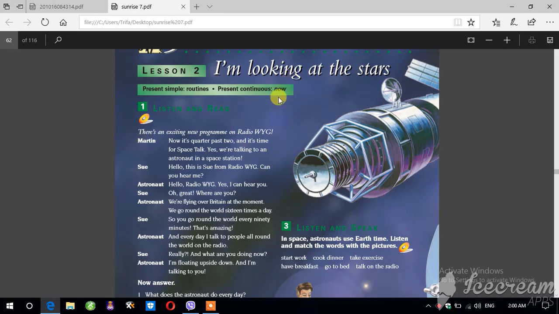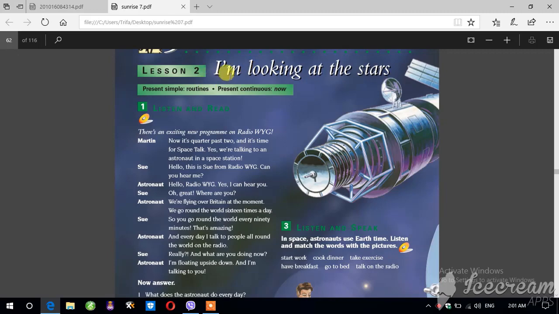The structure of this tense is subject, verb to be, verb ing, complement. Look at your notebook. We wrote there. And in the sentence, most of the time there is now and at the moment. But if you look at here, I am looking at the stars. We don't have now and at the moment. Just we have I is a subject, verb to be, verb ing, looking at the stars, complement.